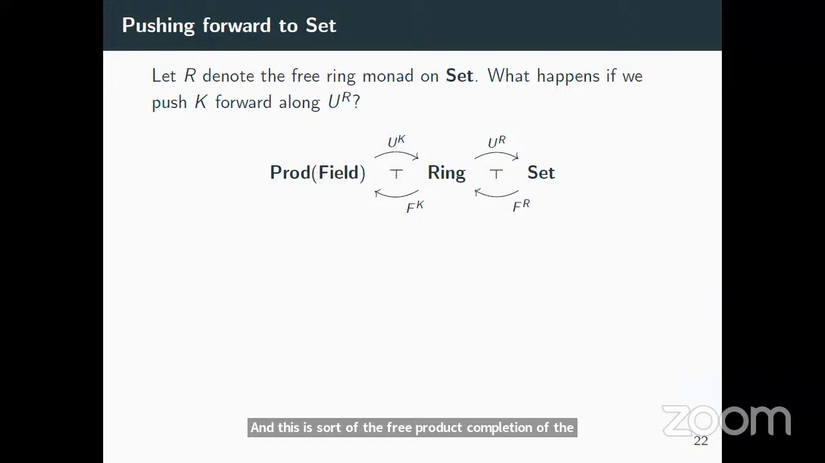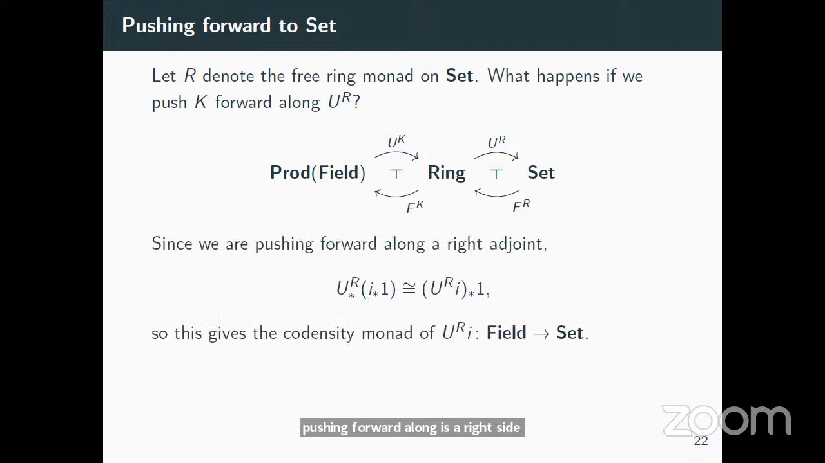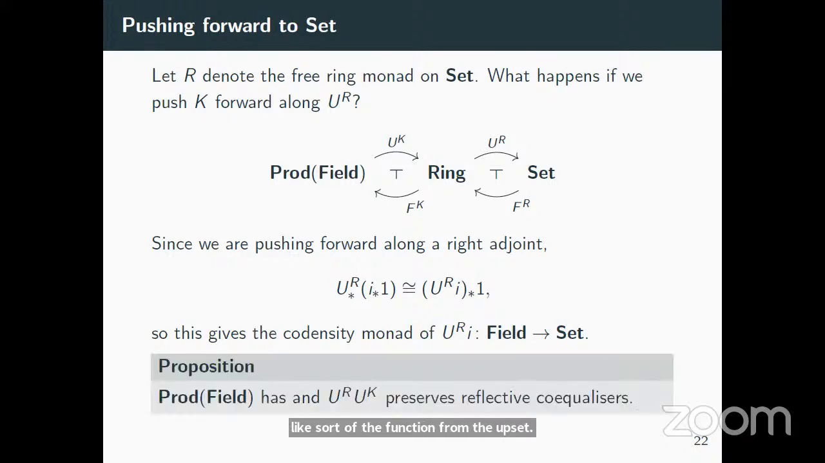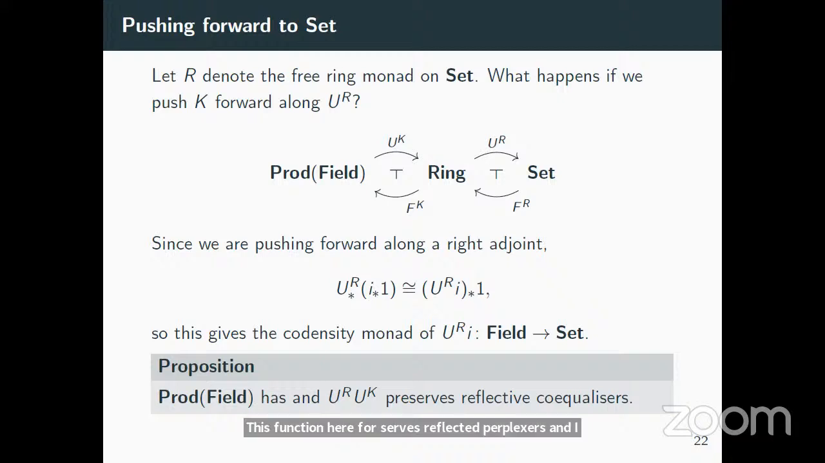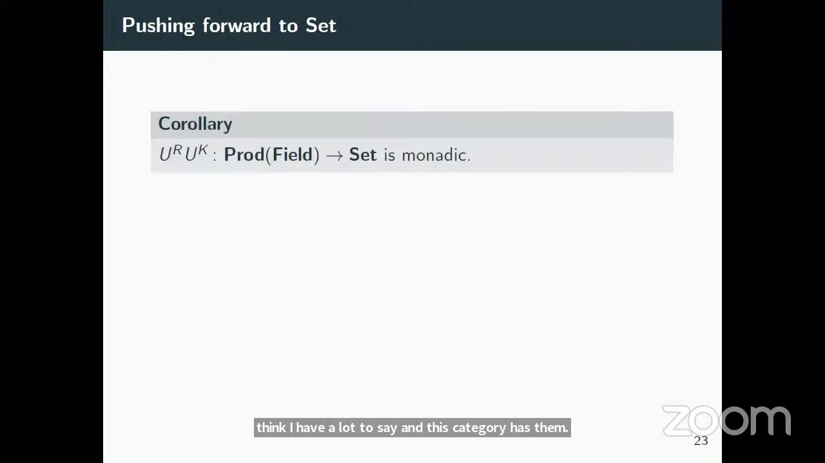But why stop there? I can then look at that monad K on ring and try to push it forward down to set. In fact, because this thing I'm pushing forward along is a right adjoint, I'm just going to get the codensity monad of the composite of the functor from field to set. And the very surprising thing here, well, I guess this is a preliminary proposition, but you can see where this is going. This functor here preserves reflective coequalizers, and I think I forgot to say, this category has them. So no surprises if you can guess what I'm going to say next.